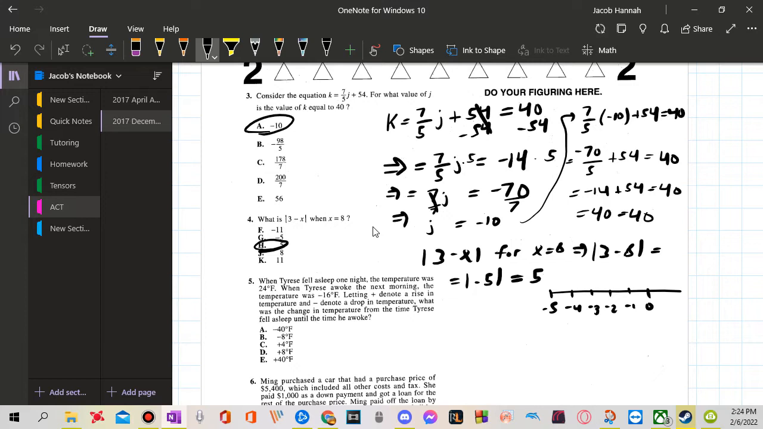Okay. When Tyrese fell asleep one night, the temperature was 24 degrees Fahrenheit. When Tyrese woke up the next morning, the temperature was negative 16 degrees Fahrenheit. That sucks. Letting positive denote a rise in temperature, and negative denote a drop in temperature, what was the change in temperature from the time Tyrese fell asleep until the time he woke up? Okay.